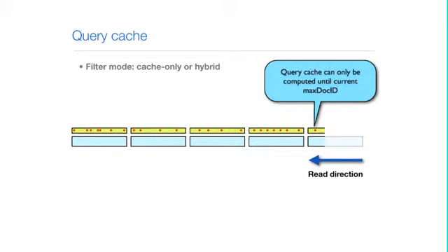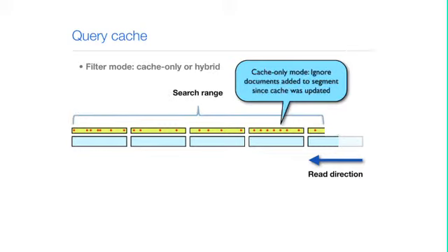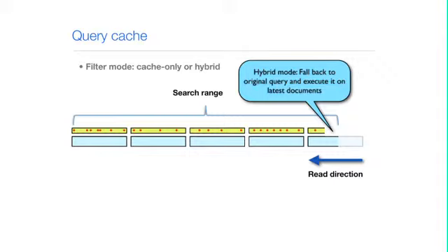So now if we are in this situation, and we run the filter in cache-only mode, we only search the range that is covered by the yellow boxes. If we run in hybrid mode, we actually fall back. If we detect that we have tweets that were appended since we last ran the cached query, we fall back to the original query for the most recent documents here. And then once we cross the max doc ID boundary, we switch over to the bit set filtering mode. And this is how you can configure that.